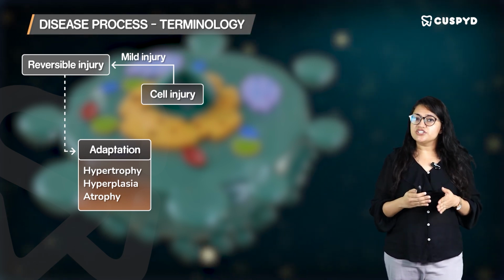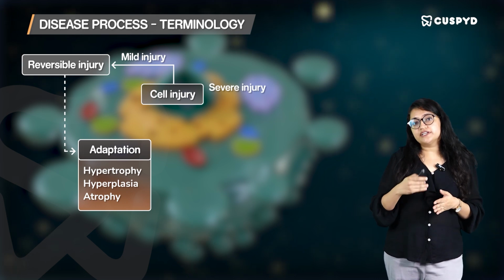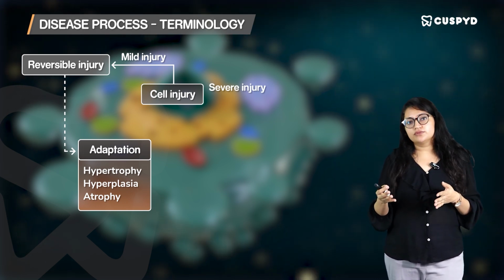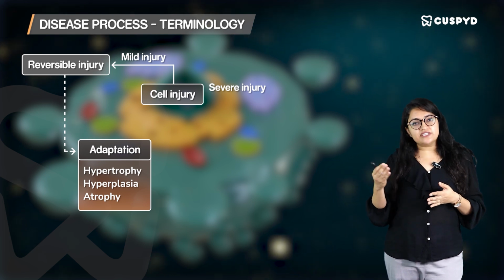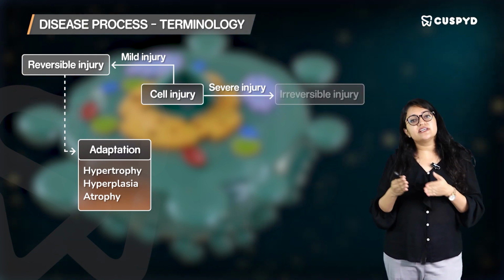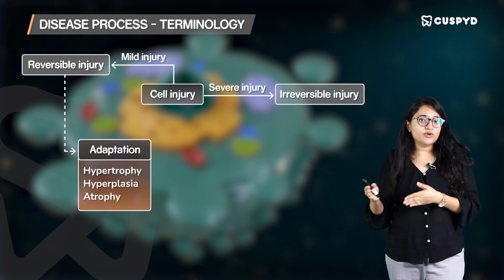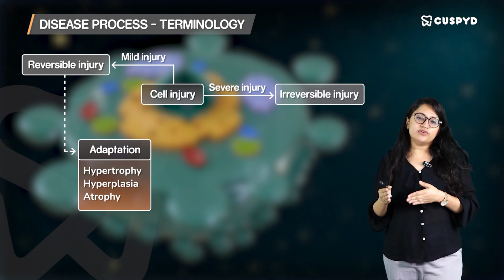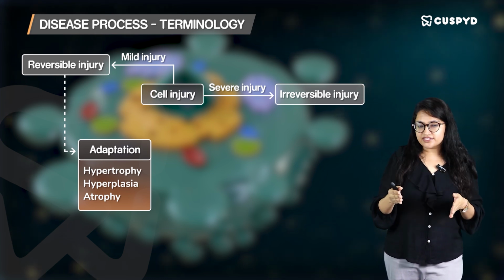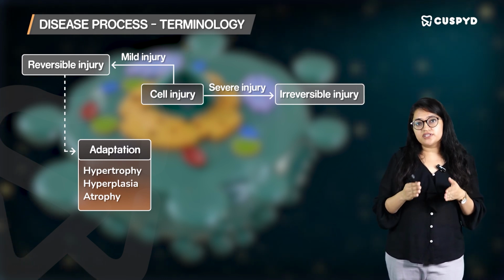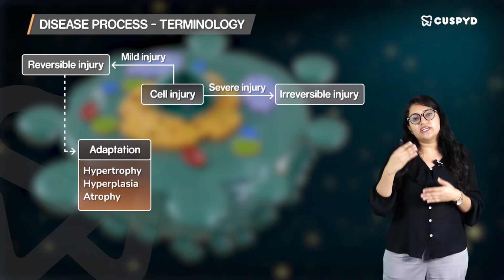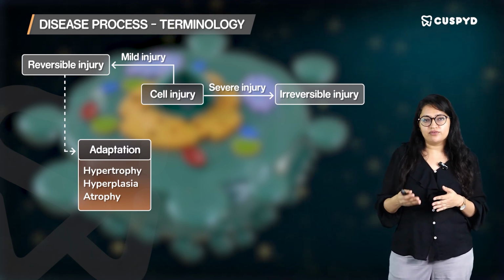But if your injury is severe or prolonged, now your body cannot adapt anymore to that injury, or it is of a very severe degree from the start, then the injury is called irreversible injury. Now your body cannot adapt. At the level of irreversible injury, your factory is at the stage of total shutdown. You are not able to adapt to the increasing demands or decreasing demands or whatever.